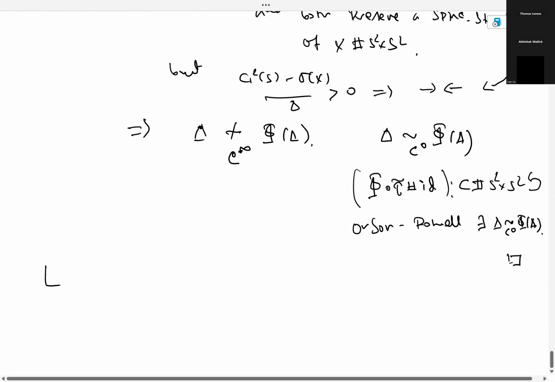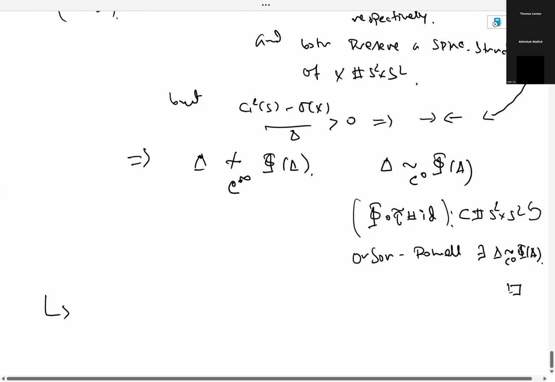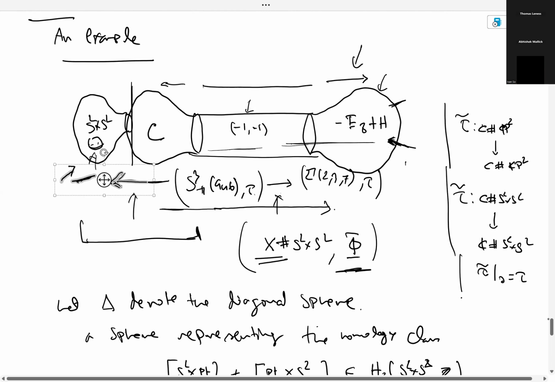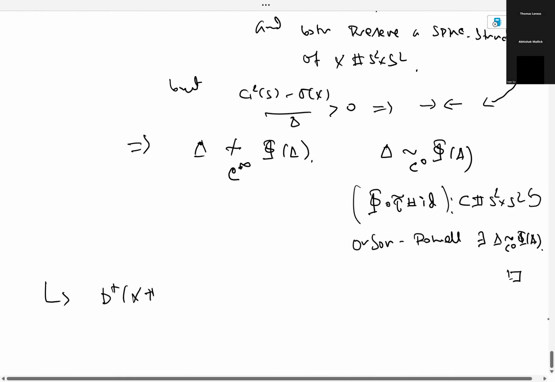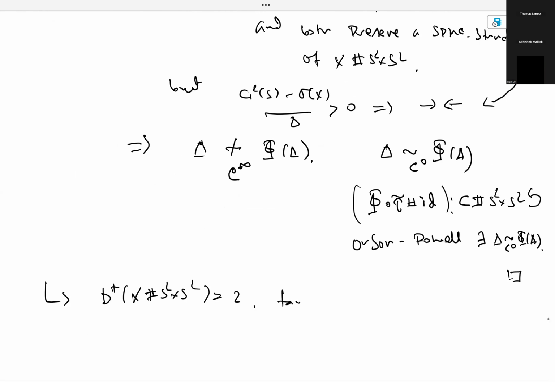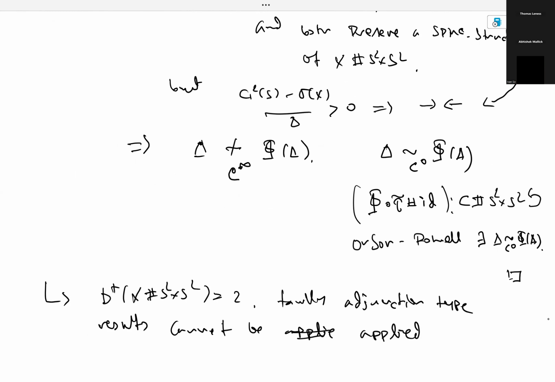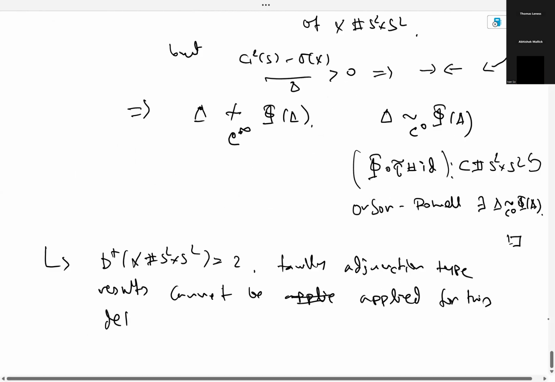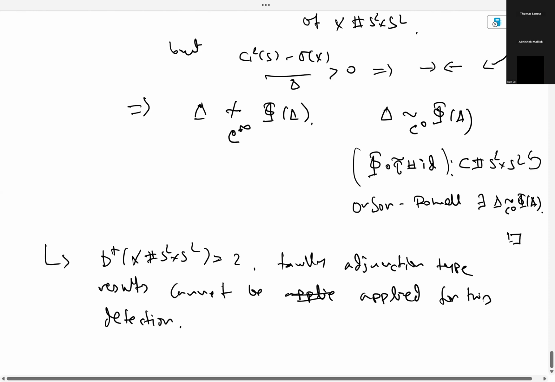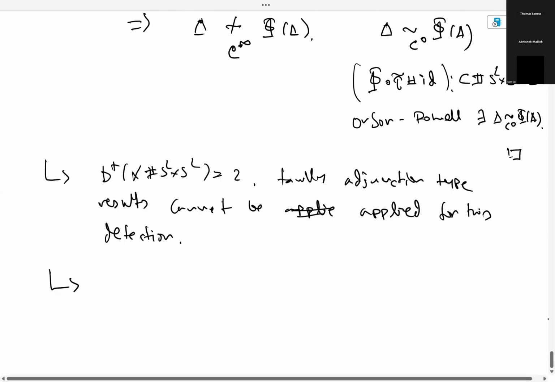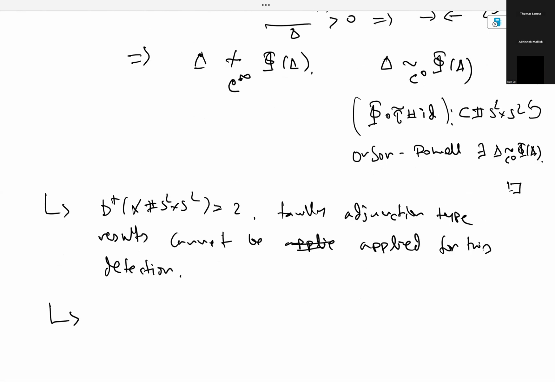Okay, so a couple of remarks here. The first remark is that this manifold has B plus 2. This is B plus here, and there's another B plus here. So B plus of X connect sum S2 times S2 is 2. So in particular, the family adjunction type results cannot be applied for this detection, because family Seiberg-Witten invariants are well defined when B plus is greater than or equal to 3. So you cannot use the prior results, the equivariant surface detection results that Oakley or Baraglia used, for this particular detection.